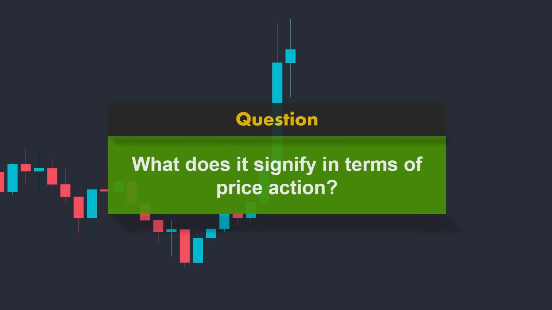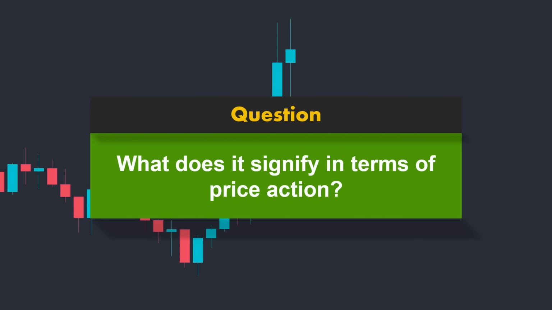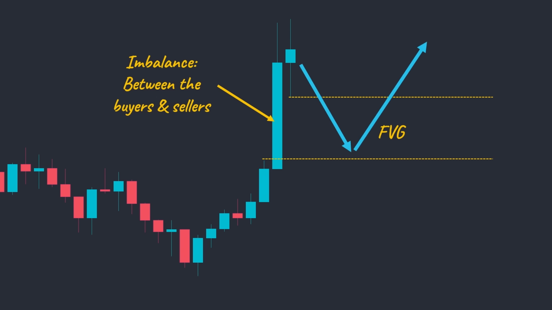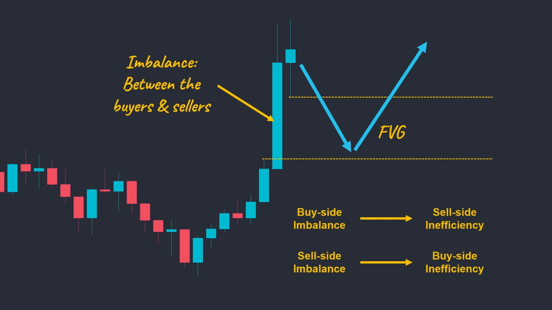Now, what does it signify in terms of price action? It shows a buy-side imbalance where the buying pressure has significantly outweighed the selling pressure, possibly due to institutional activities. Now the market has entered a phase of inefficiency, which usually leads it to return to the fair value gap area to patch them over. The buy-side imbalance equals sell-side inefficiency, and the sell-side imbalance equals buy-side inefficiency.